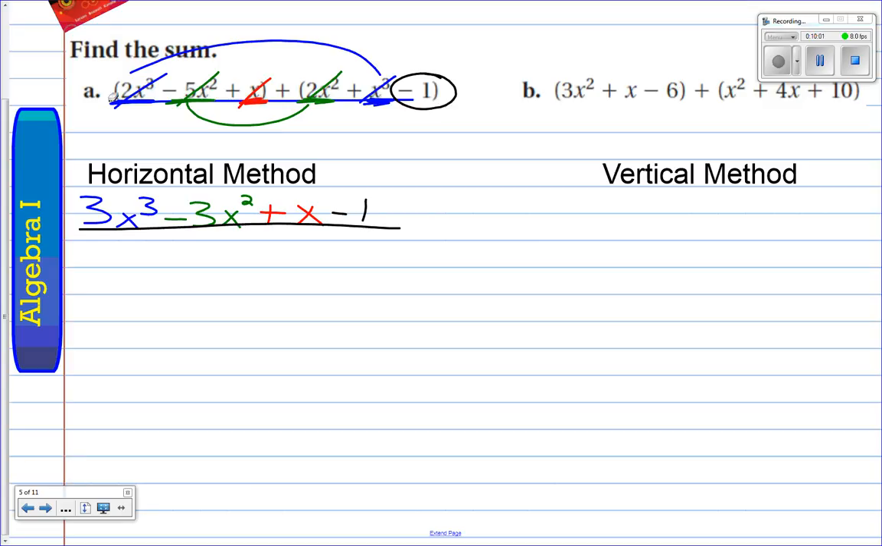The vertical method makes more sense to me. That's what I use most of the time. And we're just going to line it up vertically, one on top of the other. So I'm going to copy the first one down. 3x squared plus x minus 6. Making sure that it's written in decreasing powers of x.